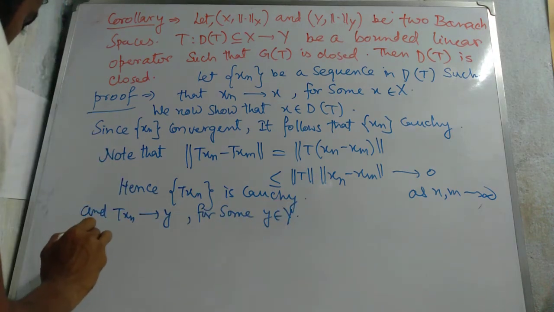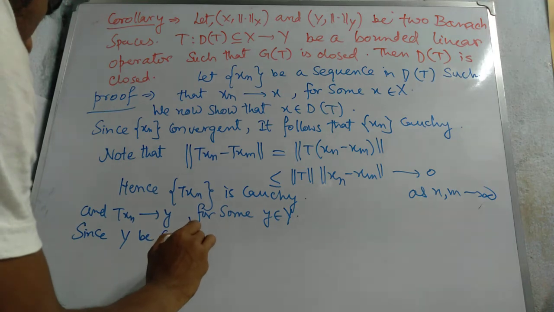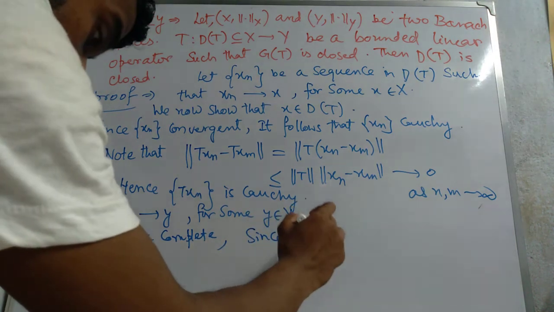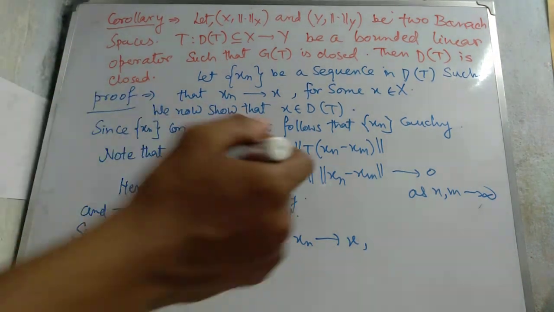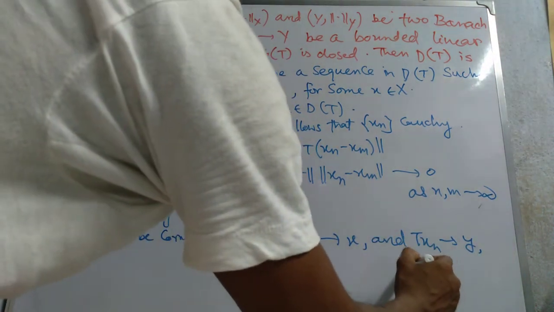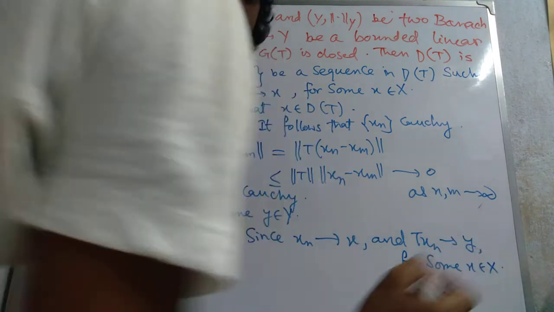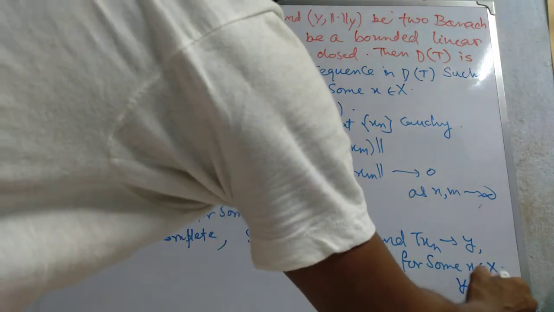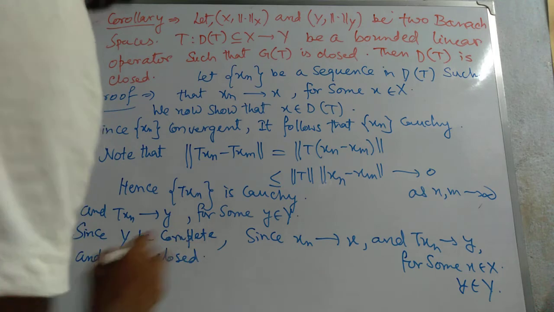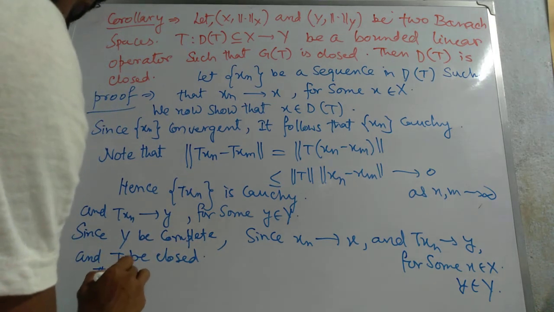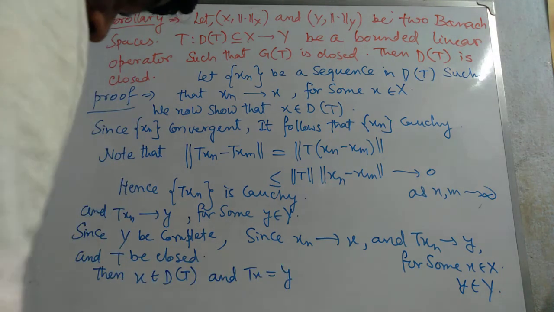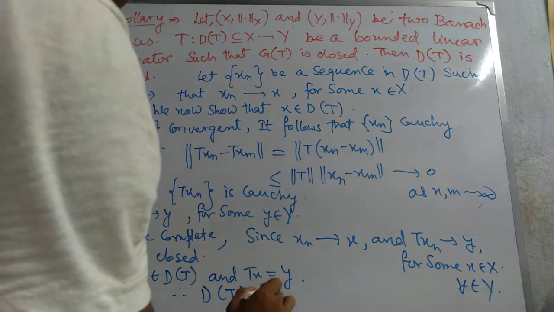Since Y is complete, since x_n tending to x and Tx_n tending to y, for some x belongs to X and y belongs to Y, and T is closed, then x belongs to D(T) and Tx equal to y. So D(T) is closed.